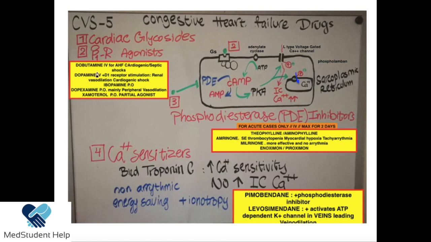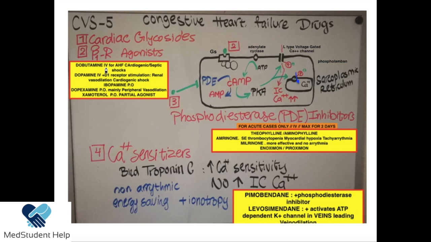Now, what are these drugs that can actually activate the beta-1 receptor? We have the Dobutamine. The Dobutamine is given IV, and it is given for acute heart failure or cardiogenic or septic shocks. Okay, the Dobutamine, so when we say that it is IV, this means that it is going to function in a very fast manner, meaning that we use it for the acute cases. And it is going to lead to positive inotropy, but it is not going to cause any tachycardia.